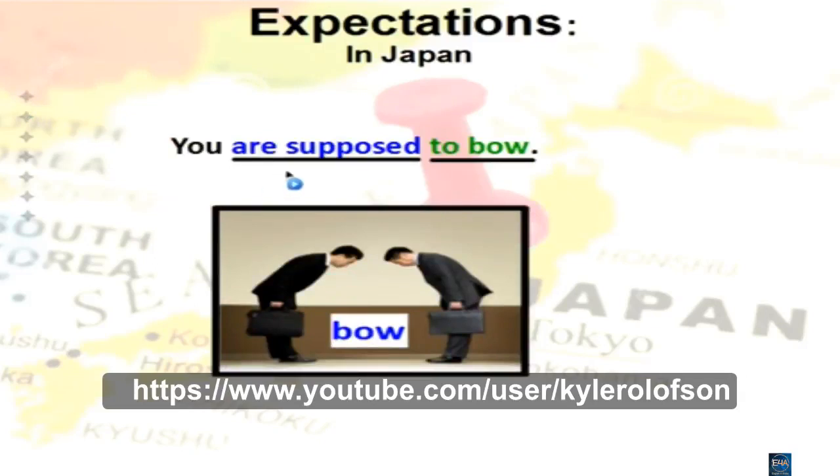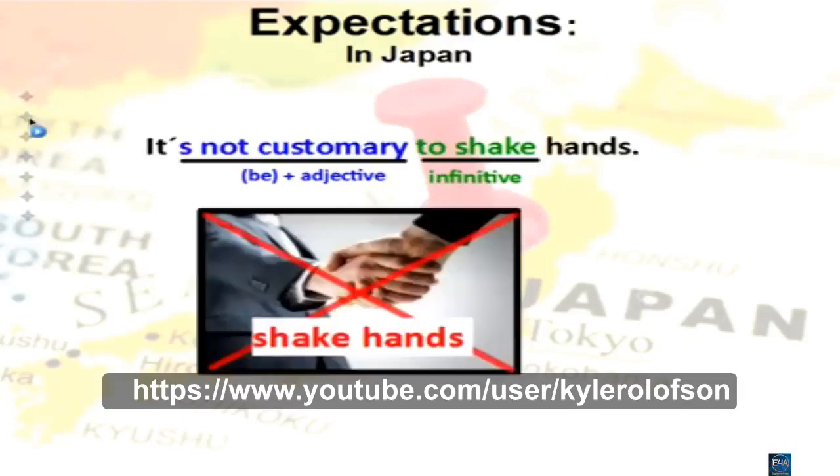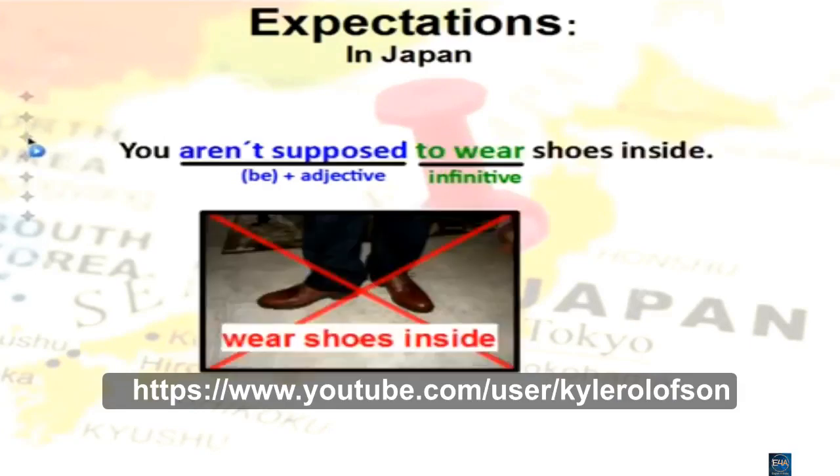And here's the grammar, right? So we have the verb to be and the adjective and then the infinitive, to bow. So you are supposed to bow is the same type of grammar. Let's look at another example. It's not customary to shake hands. Again, I'm being negative, but I'm using the verb to be, my adjective, customary, and then my infinitive, to shake hands. It's not customary to shake hands. Okay? Very good.